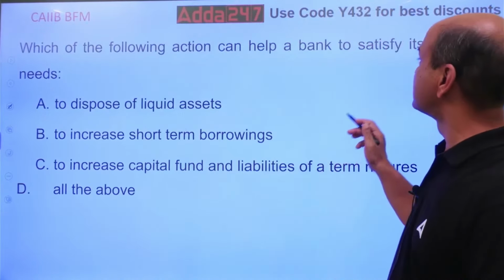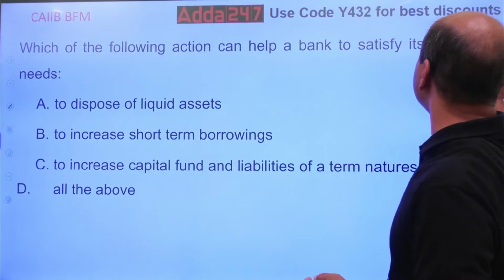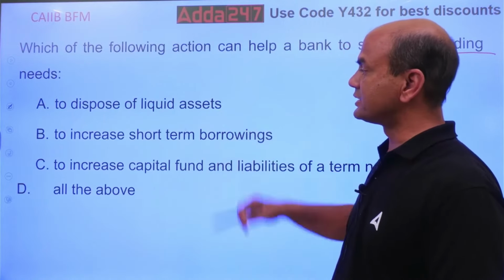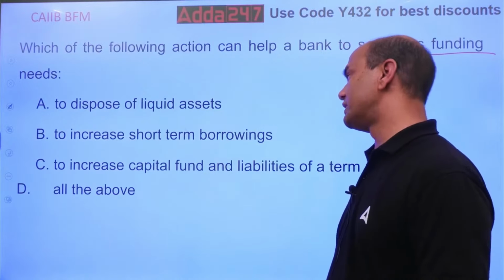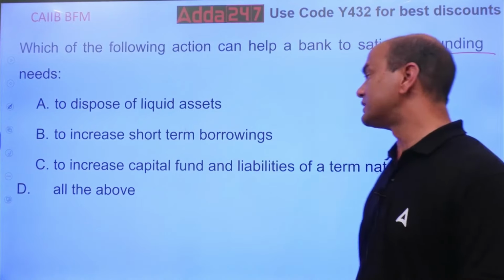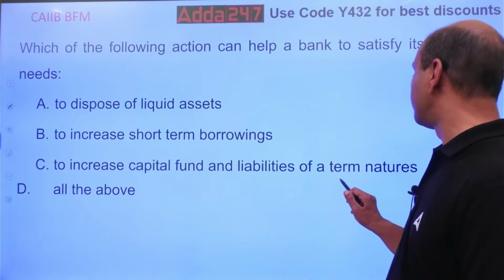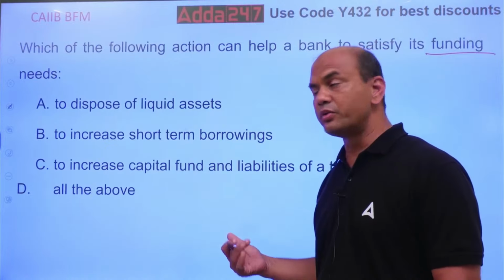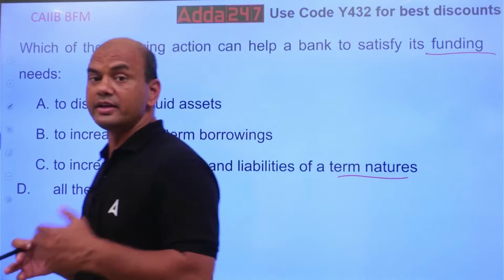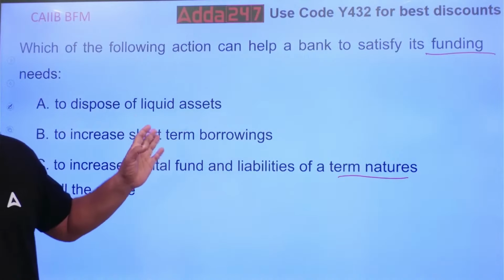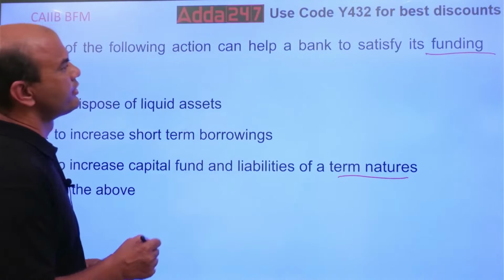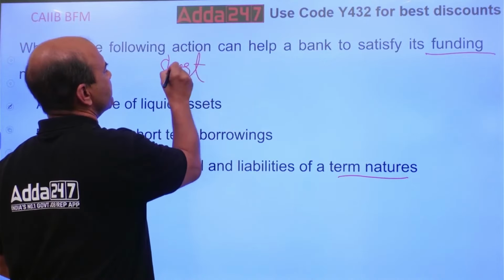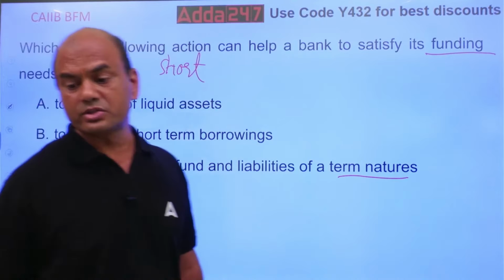Which of the following actions can help the bank to satisfy its funding needs? To dispose of the liquid assets, to increase short-term borrowings, to increase capital funds and liabilities of term nature. So what can allow you to satisfy your funding needs? Urgent. See here, funding needs are always for short term. Kindly note. They are always for short term. How can you solve the short term problem?